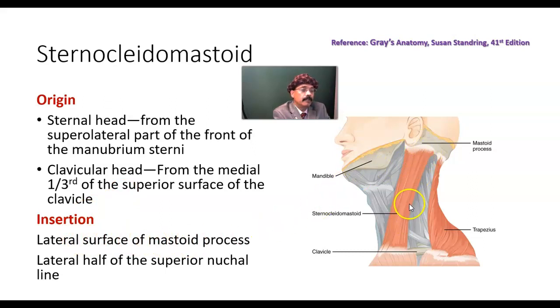The clavicular head is deeper. It reaches the sternal head at the middle of the sternocleidomastoid muscle. So it is a little bit spiral and it makes the connection between the clavicular part and the sternal part, then they go to insert here. So the insertion is the lateral surface of the mastoid process from the apex to the base, and also the lateral half of the superior nuchal line. The mastoid process is a part of the temporal bone. The superior nuchal line is a part of the occipital bone.